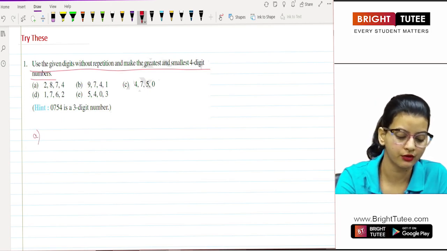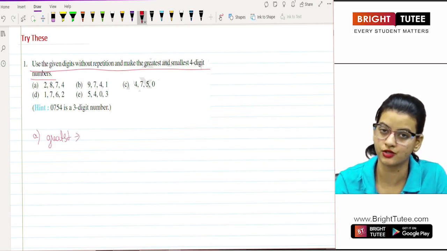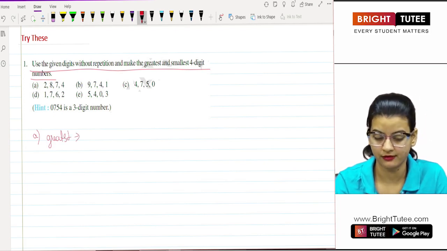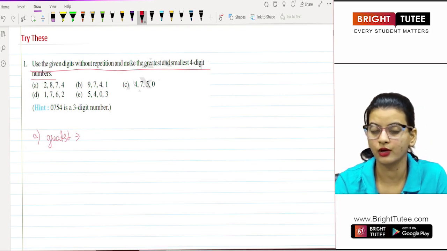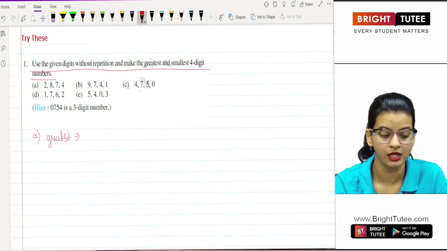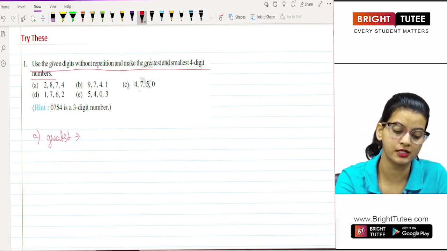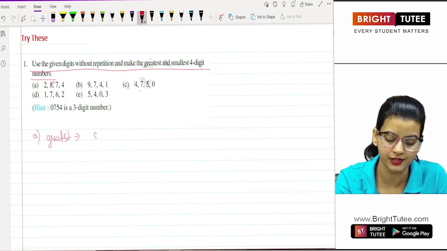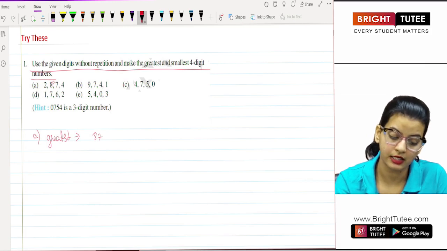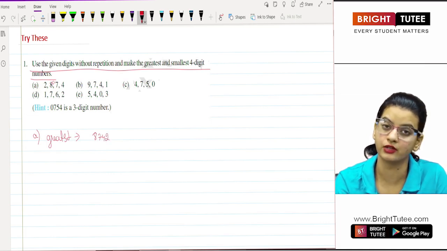For the greatest number, what we are going to do is use the greatest digit in the biggest place value. Since we are going to make 4-digit numbers, the highest place value over here is that of 1000. So we are going to use the greatest digit in the thousands place, which is 8. Then the next greater digit is 7. The next greater digit is 4 and then the smallest digit is 2. So this is the greatest number.